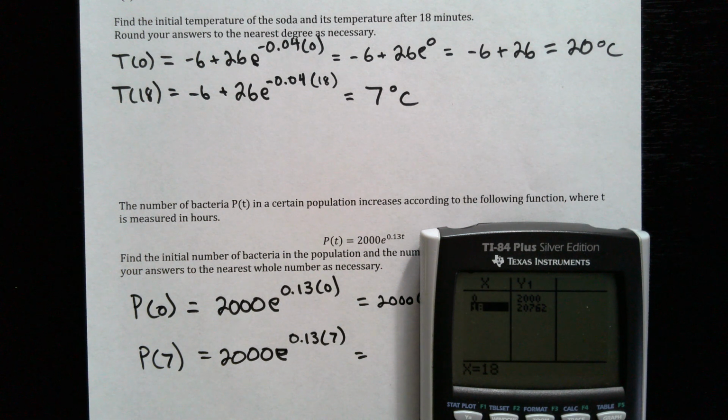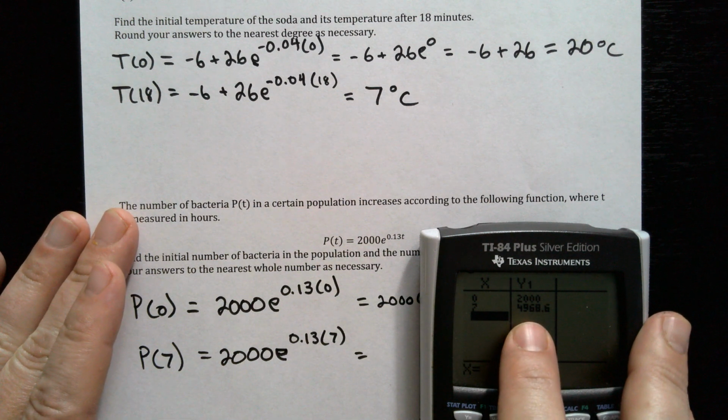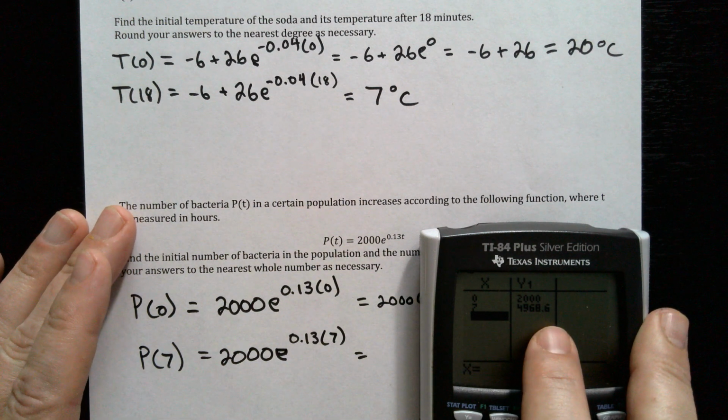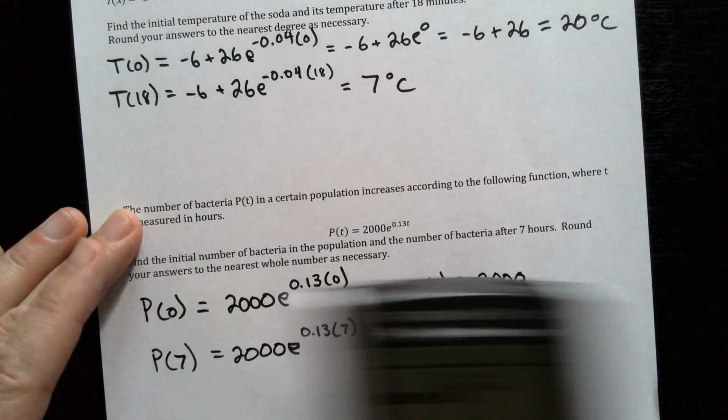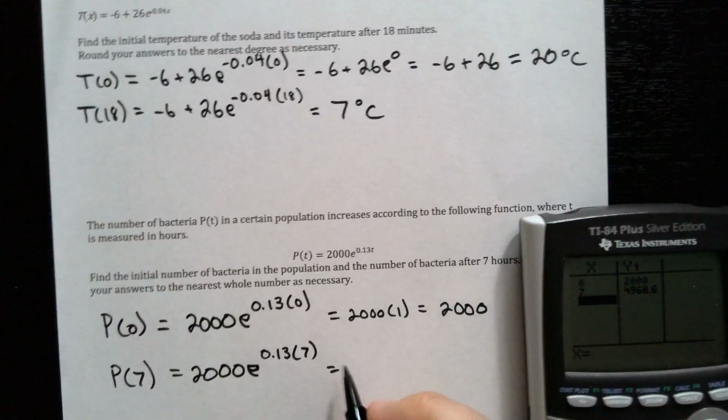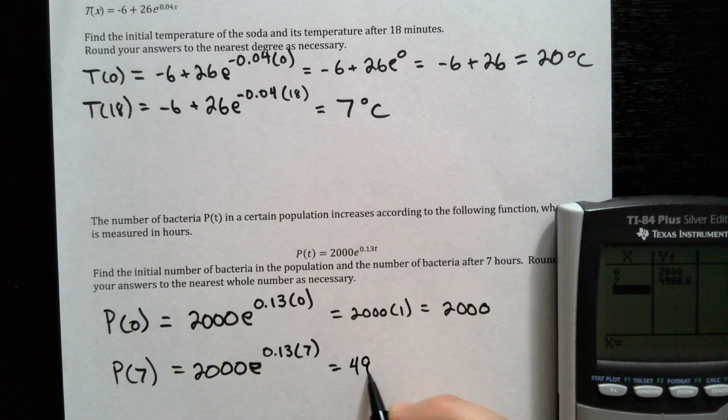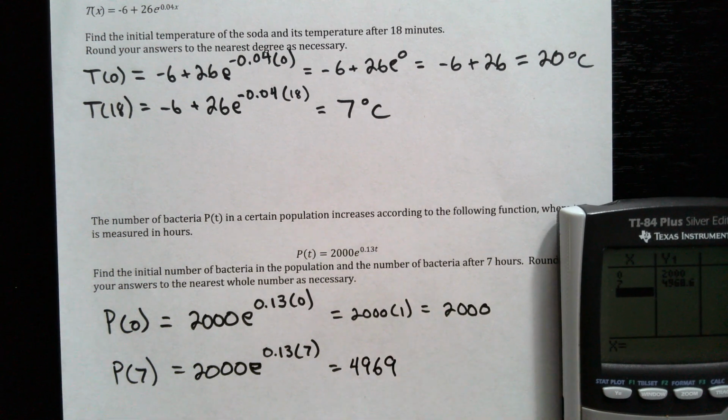We can also plug in a 7. There are our two values. So as we said, the first one is 2,000. The second one is 4,968.6. So we will round up to 4,969. That's how many bacteria there are.